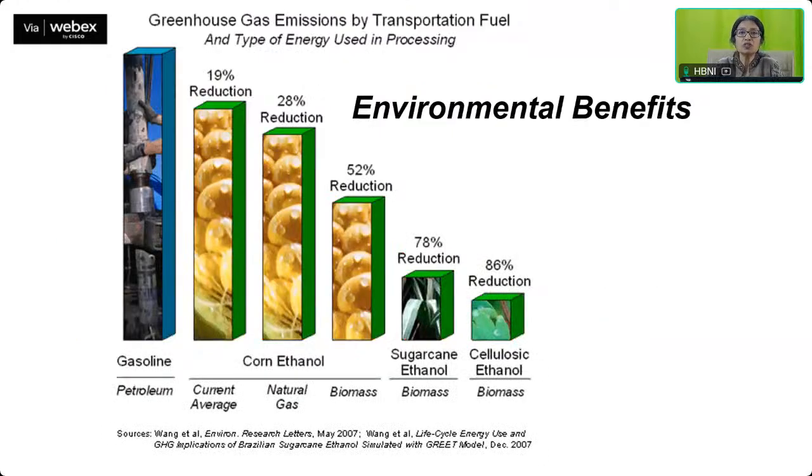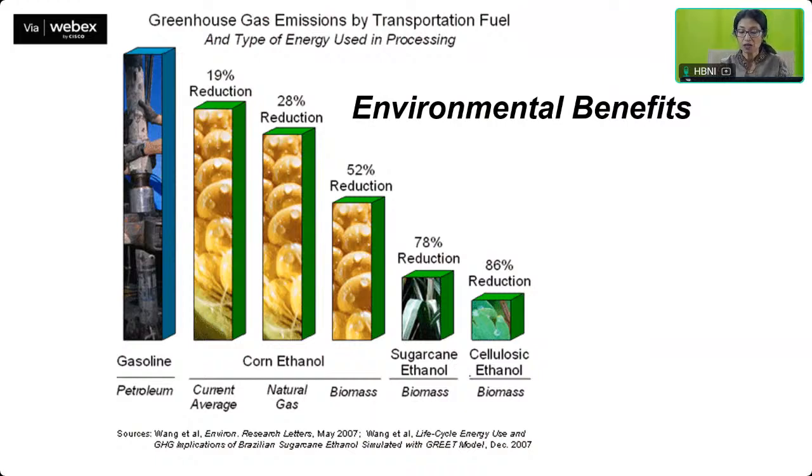Now if we look into the environmental benefits of the different types of renewable energy: if you consider gasoline or petroleum, you see the amount of greenhouse gas generated. Whereas if you are using natural gas or biomass, you see the amount of reduction in greenhouse gas emission. In the case of corn ethanol, there is a 28% reduction, and in the case of biomass you get a 52% reduction.